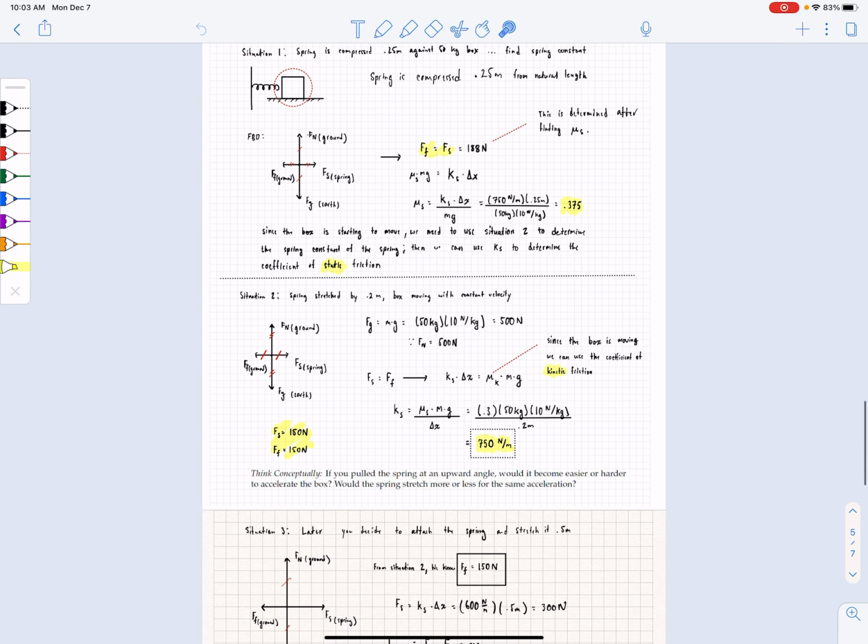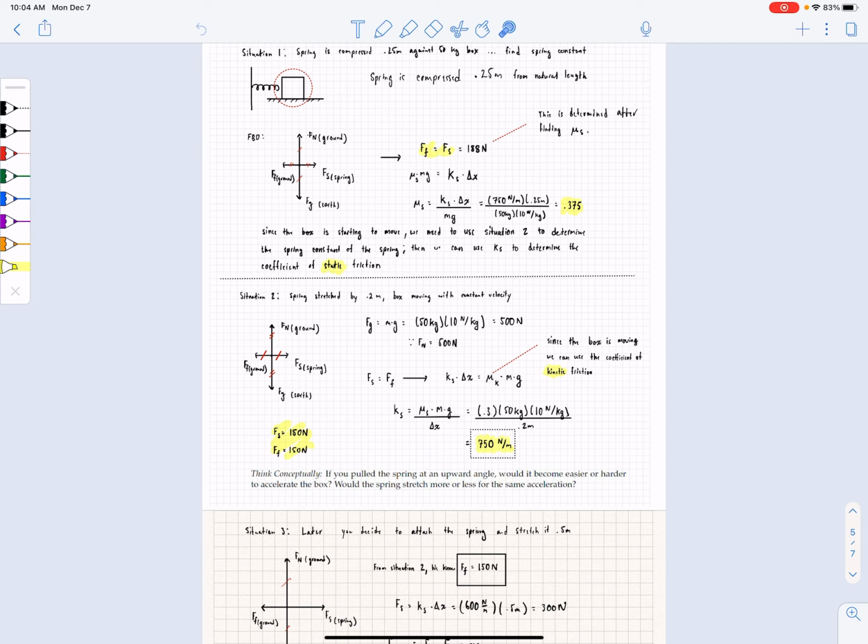Okay? So the thing that we need to find is the spring constant. The spring constant is really the thing that is going to allow us to calculate a lot of different things in this problem. So we start by looking at situation 2. And situation 2 has the spring stretched by 0.2 meters, and it has the box moving with a constant velocity. So immediately, this problem sets itself up as follows.